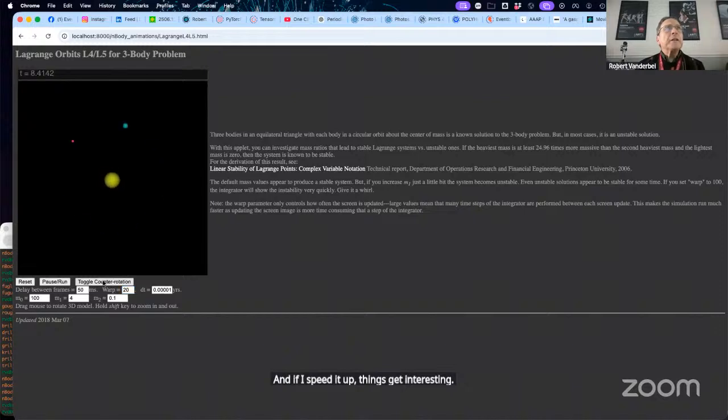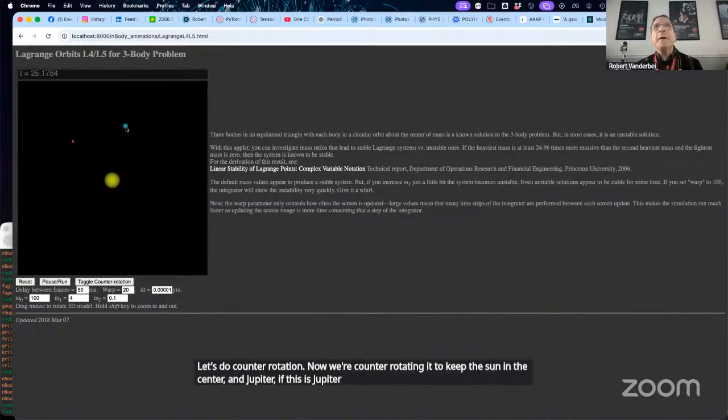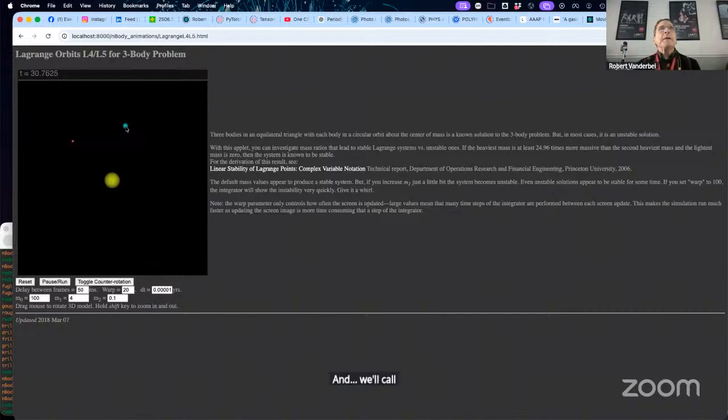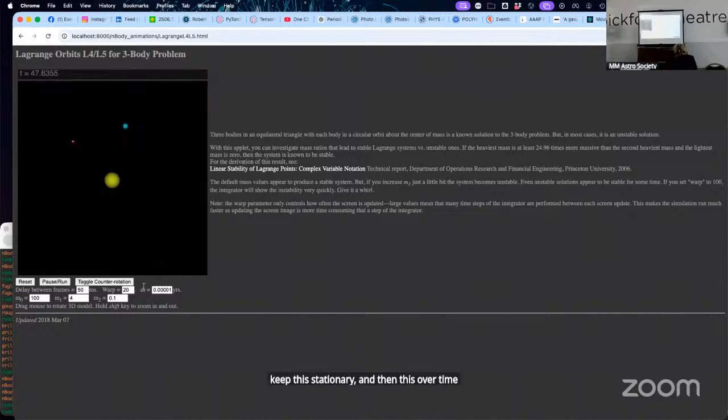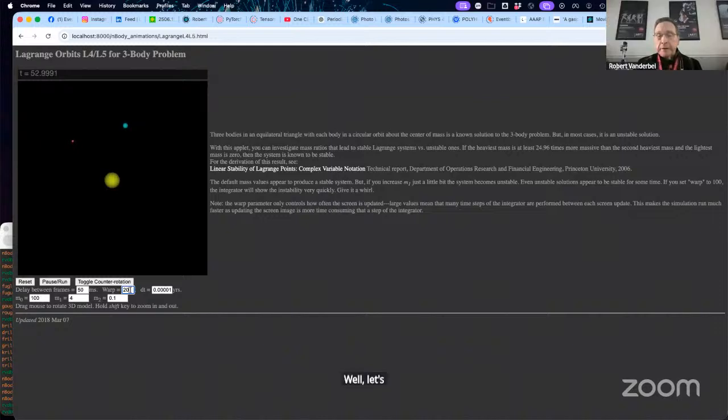Let's do counter rotation. Now we're counter rotating it to keep the sun in the center and Jupiter. If this is Jupiter, did I say it's Jupiter? It doesn't really matter what planet it is. We'll call it Jupiter. Keep this stationary. And then over time, let's speed it up another factor of 10. 200. Now, oh, that's interesting. Jupiter is also getting motion. That is interesting. I don't know why that's happening.